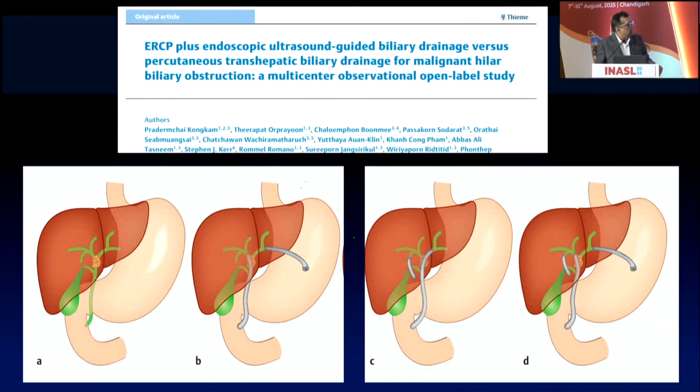So I'll just take another minute or two to save the time for validatory function. Now, whenever we evaluate these studies, we must look at the design of the study. And this is another study, again from Asia, which is saying ERCP plus EUS versus percutaneous transhepatic biliary drainage for malignant biliary obstruction in multi-center observational open study. So what they did is they compared PTBD with EUS combinations.